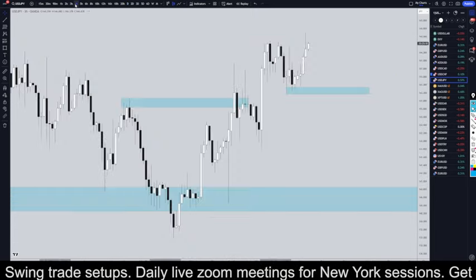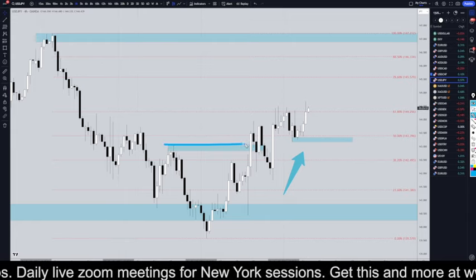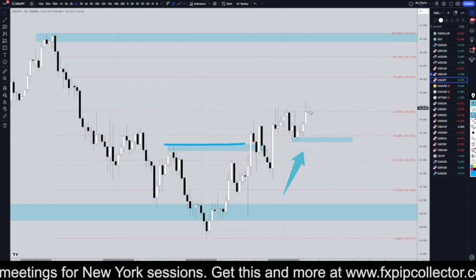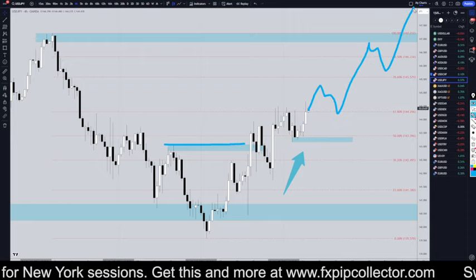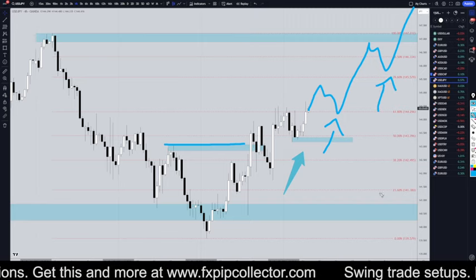So going down to the 4 hour time frame, you'll notice that we had a break of structure and it's been making higher highs, higher lows ever since. As long as the series of higher highs, higher lows continues, I will definitely be doing nothing at all except for looking for longs on shorter time frames.